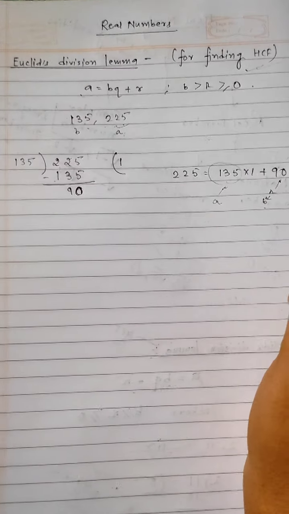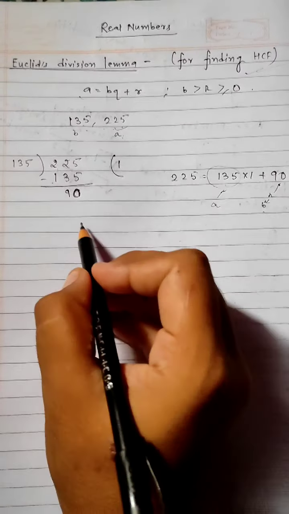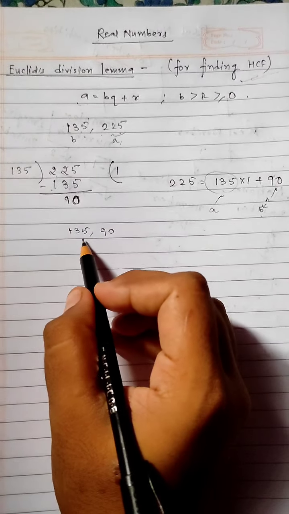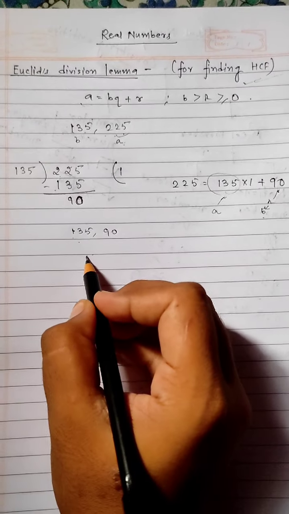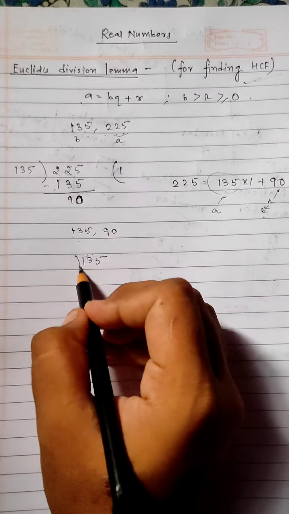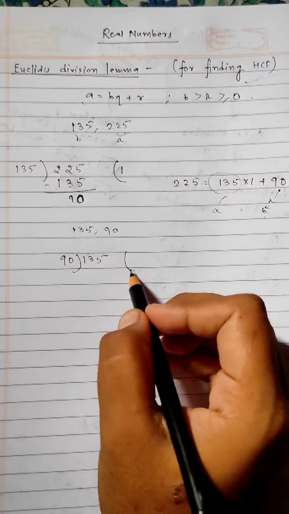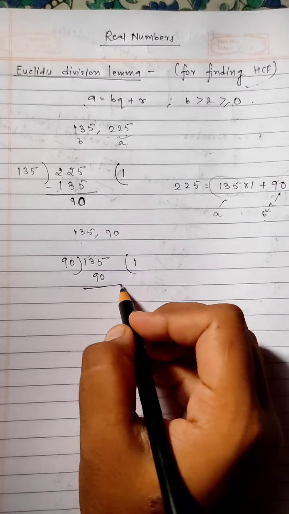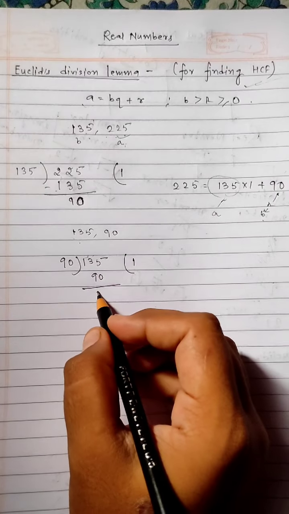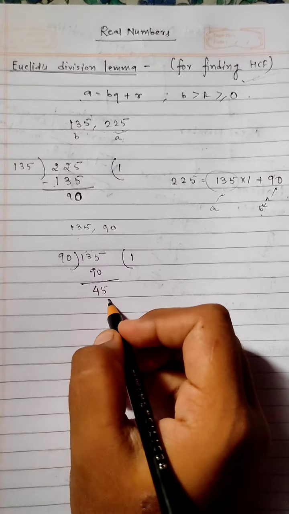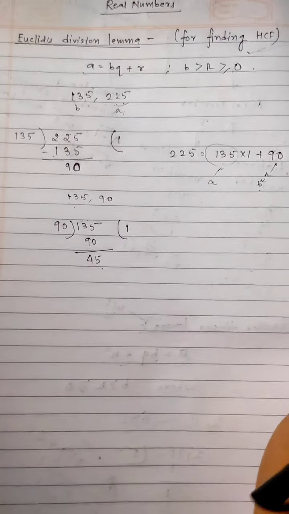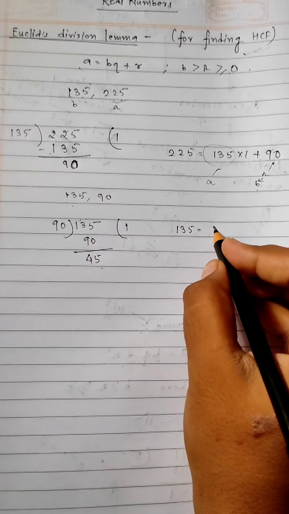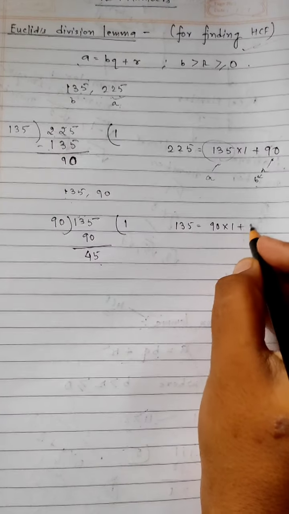So now let us divide it again. What are the two numbers here? 135 and 90, right? Which one is the greater one? This one. So we will take this as our dividend and 90 as our divisor. Now we take it as 1 time 90. So what will be the remainder here? That would be 45. Again we have not got 0, so we will continue, that 135 equal to 90 into 1 plus 45.